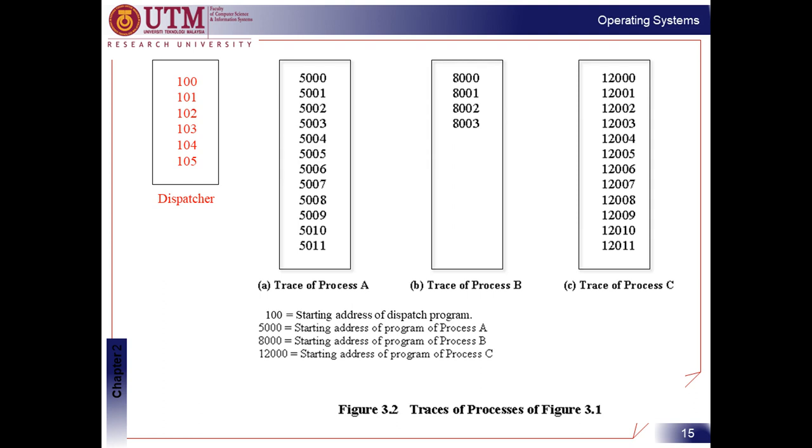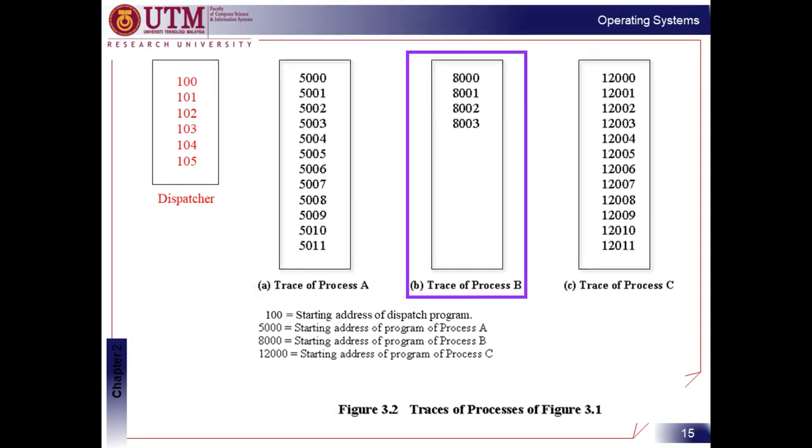Using the snapshot from the previous slide, we will continue to use the same example to show the traces of processes in memory space. The dispatcher is located at memory addresses 100 to 105. Figure 3.2A shows the traces of process A while it is running. The memory addresses for process A are 5000 to 5011.